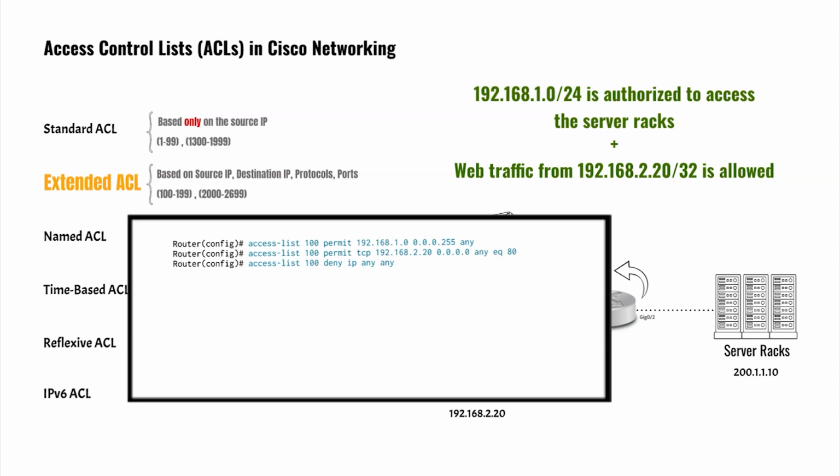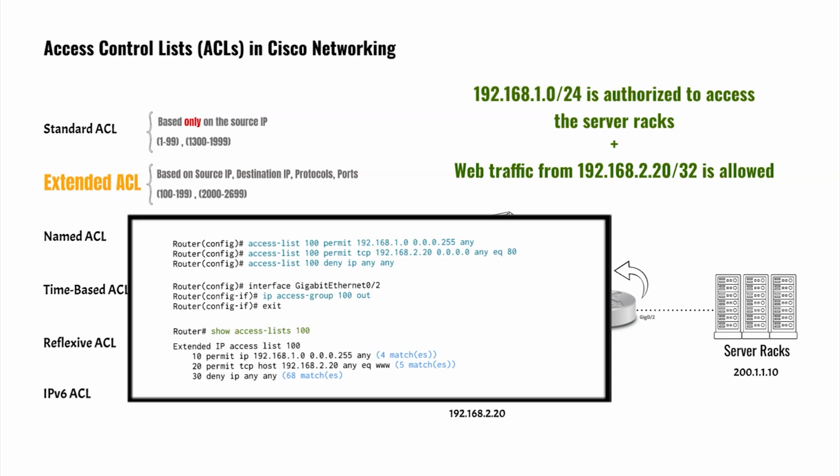The first rule allows all IP traffic from the 192.168.1.0/24 network to any destination. The second rule permits TCP traffic on port 80 from the specific host 192.168.2.20 to any destination. The third rule explicitly denies all other traffic, ensuring that only the specified traffic is allowed. Finally, the access list is applied outbound on interface Gigabit Ethernet 0/2, filtering traffic as it exits the router through this interface. To verify the applied rules, the Show Access List 100 command can be used.